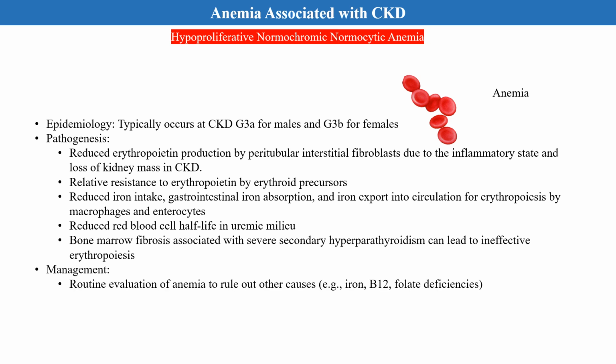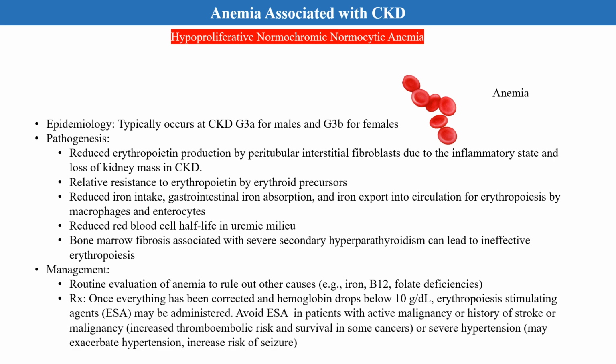Routine evaluation of anemia to rule out other common causes, including iron, B12, and folate deficiencies, should be done. The diagnosis of anemia of CKD is a diagnosis of exclusion. Once the hemoglobin level drops to below 10 gram per deciliter and everything else has been corrected, erythropoiesis stimulating agents, abbreviated as ESA, may be administered. The use of ESA in patients with active malignancy or history of stroke or malignancy or severe hypertension should be avoided.